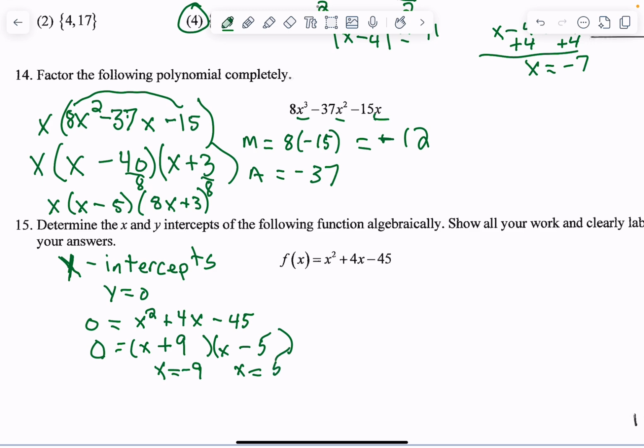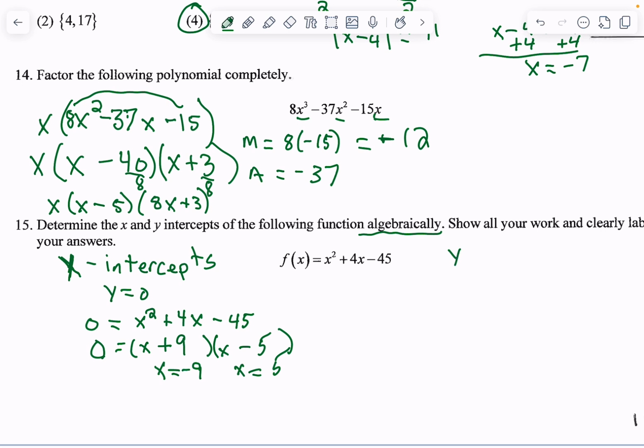Now this one says algebraically, but if you just do it on your calculator, it's better to get the 1 point than to get 0 points, right? Or 2 points, a point for the x-intercepts and a point for the y-intercepts. And you get 2 points instead of 0, if you want to go on your calculator and find them.